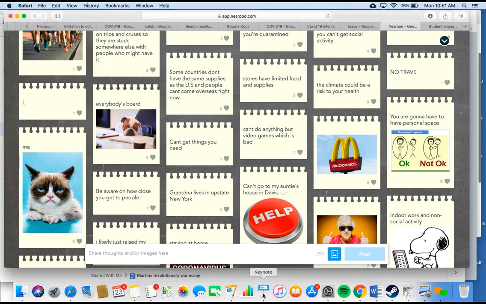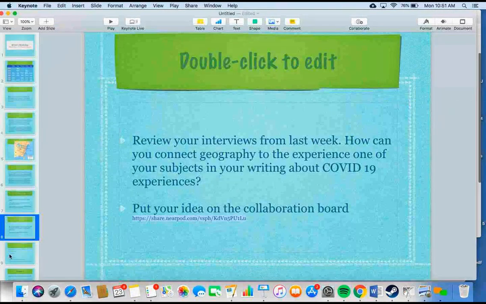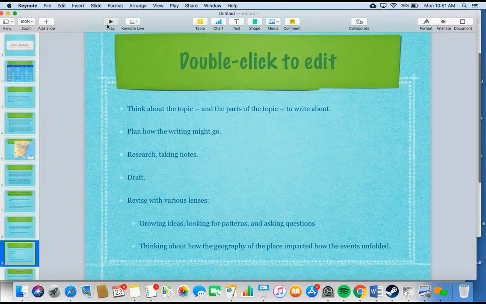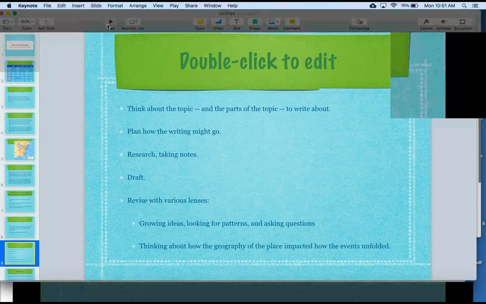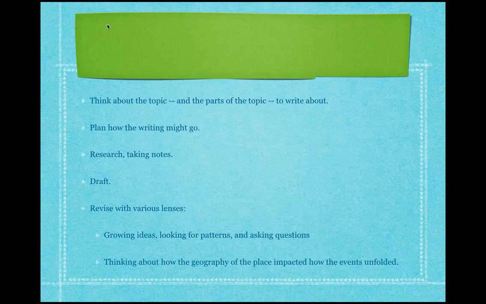So far in this unit for Writers Workshop, we've talked about a couple of different things. We've talked about how when you're planning an informational piece, you really have to think about the topic and the parts of the topic to write about. We talked about how it's important to take time to plan your writing. We talked about how it's important to research and take notes, as you've done with your interviews for COVID, as well as with the articles that you read. And then you want to draft. And after you draft, you're not done. You really have to revise with lots of different lenses.